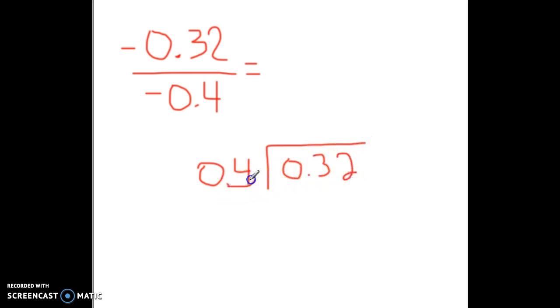Okay, we move our decimal over 1. Move our decimal over 1. We can bring that straight up. 4 doesn't go into 3, but 4 will go into 32 8 times.